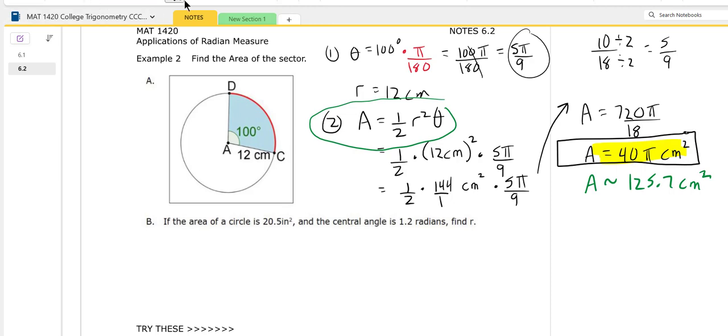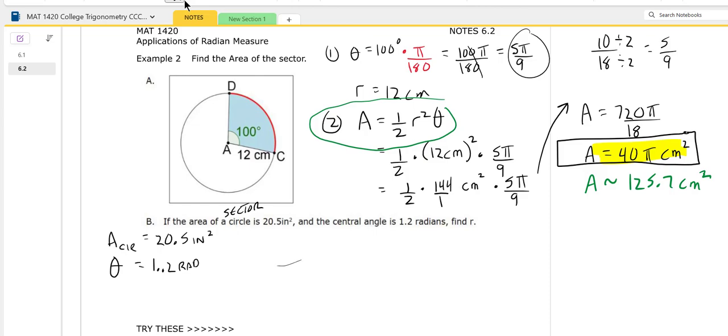This one is saying the area of a circle. So this would be the area of the circle is equal to 20.5 square inches. I'm giving you the central angle is 1.2 radians. Now I'm wondering on this if I meant to say the area of a sector of a circle. That's what I think I meant on that, since we're talking about an area of a sector.